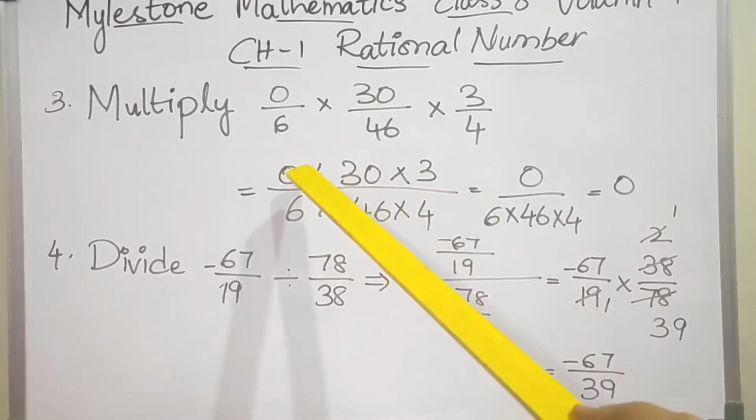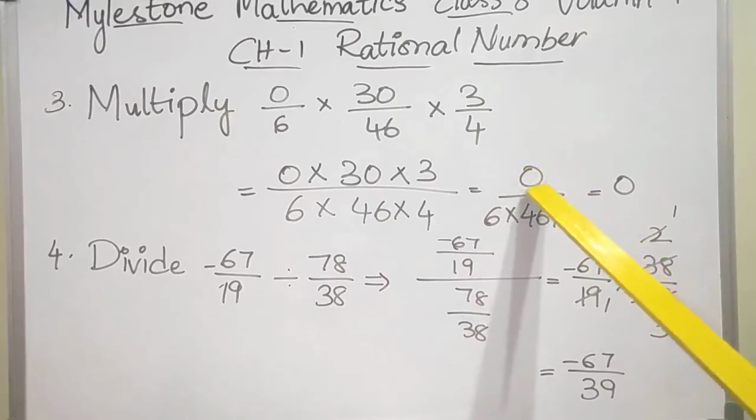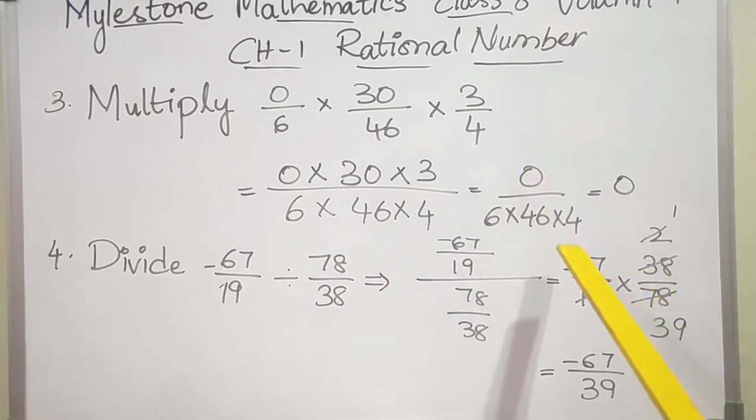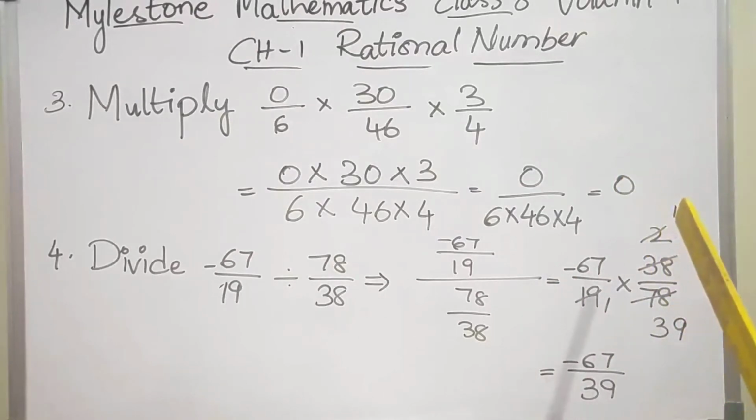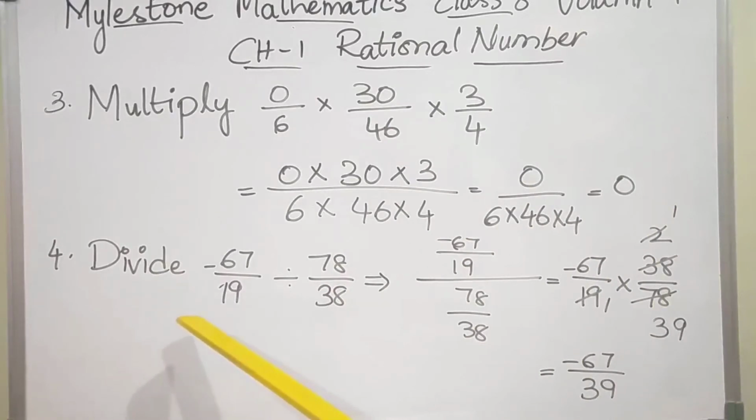So whichever we multiply with 0, it gives 0. And 0 upon 6 into 46 into 4 also is 0. So the first question's answer is 0. Now let's head on to the next question.